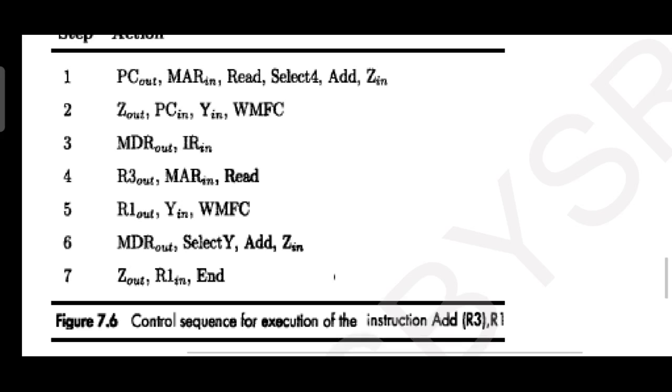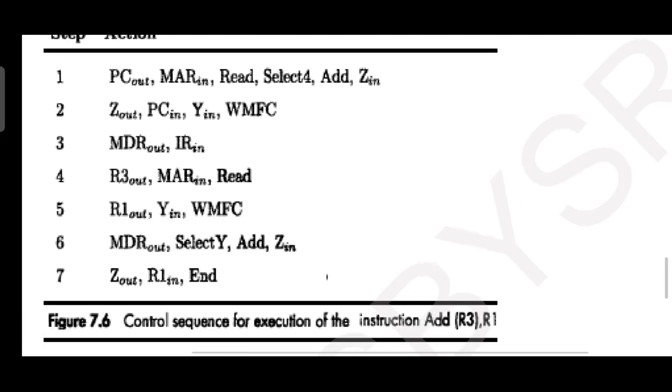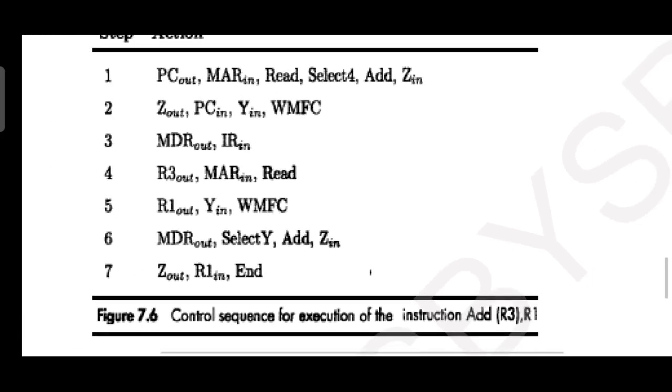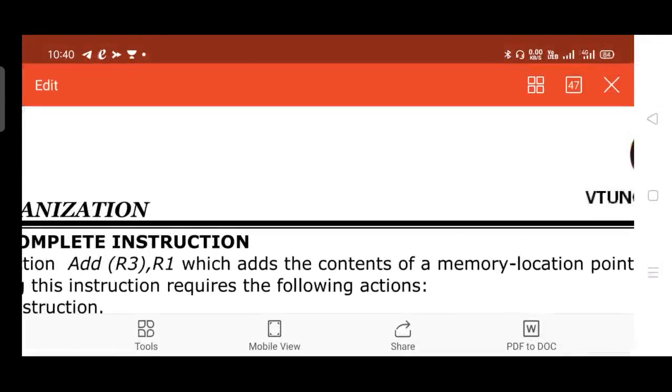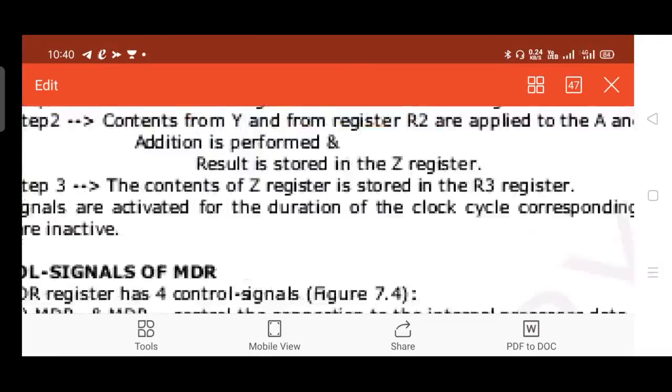One more processor register. As per the requirement, the destination register should be R1. So take the content from Z. Activate Z out, then activate R1 in. That's it. Very simple thing. Here you can come to know from the diagram.